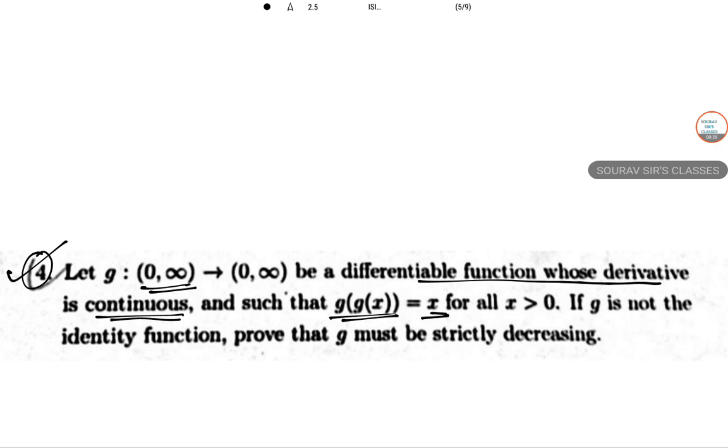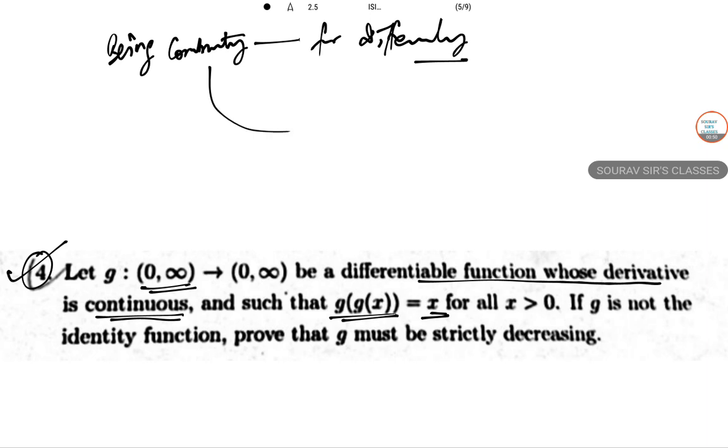Okay, so first of all, remember that continuity is a prerequisite for differentiability. This is very important. Without continuity, we cannot differentiate at that particular point. But being continuous does not guarantee differentiability. So this is the very basic foundational structure. Now g of g of x, this is what they have given, is equal to x.